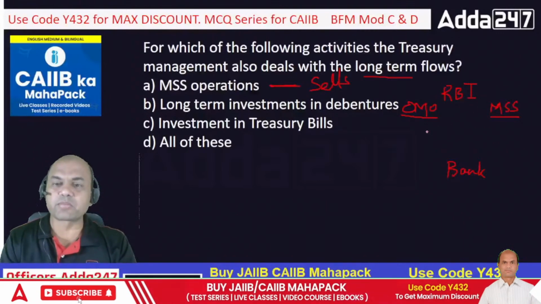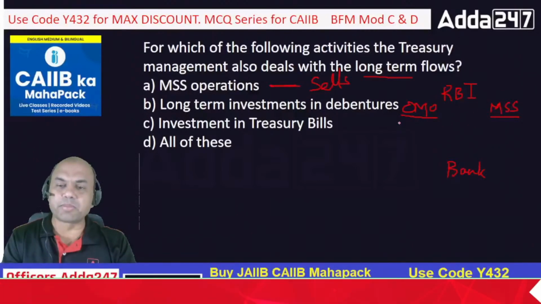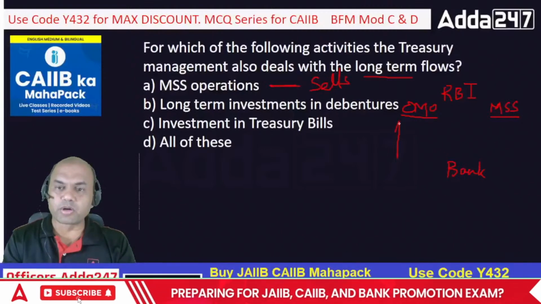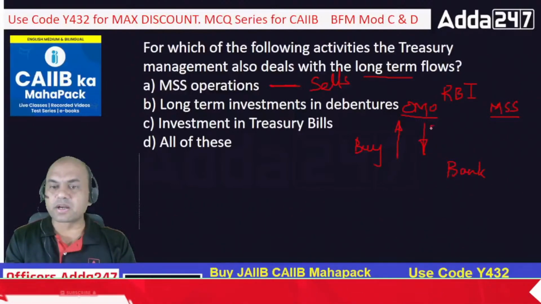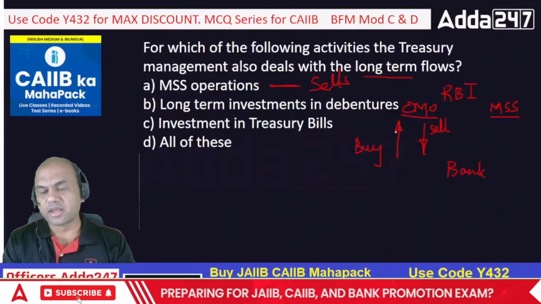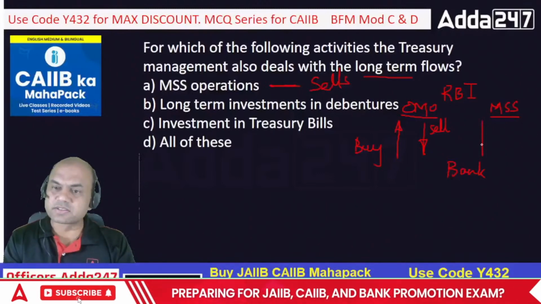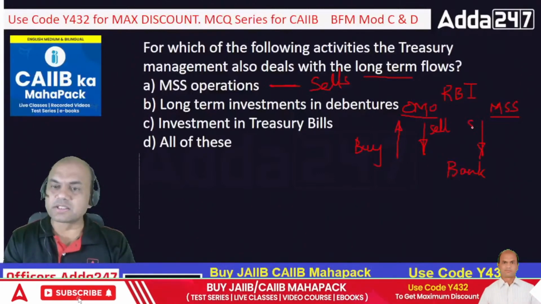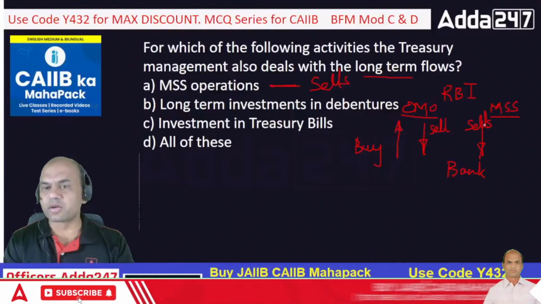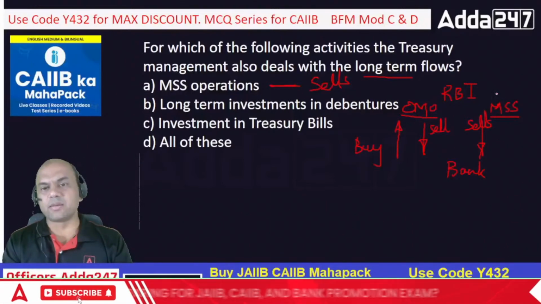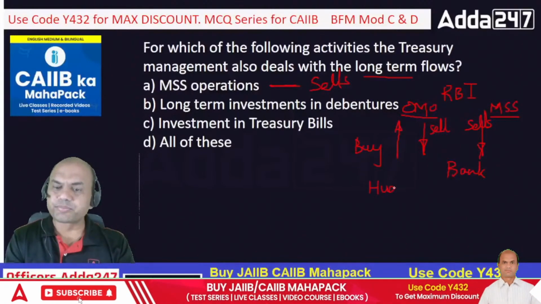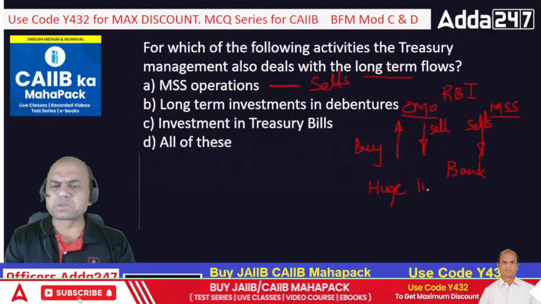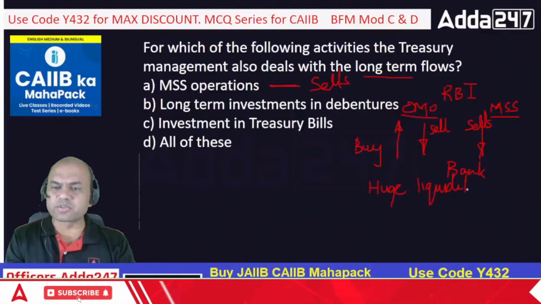Remember one important point. In OMO, RBI buys the bonds and also sells the bonds, both are done by RBI. But in MSS it only sells, no buying. When does MSS happen? MSS happens when there is extreme, huge liquidity in banks. So what happens?